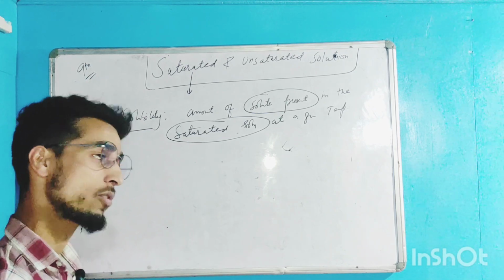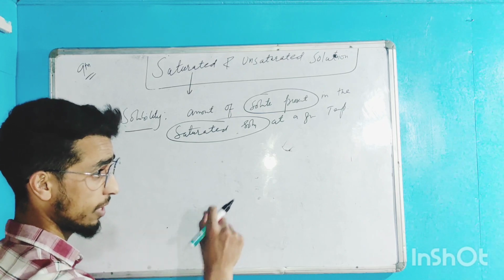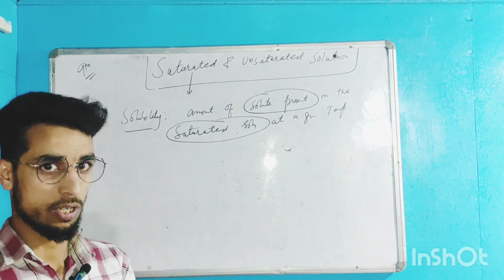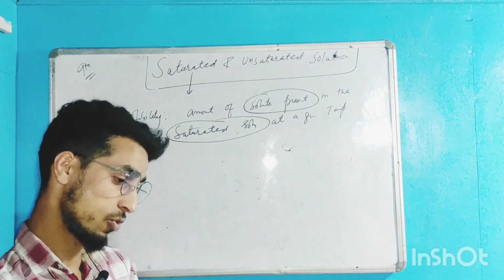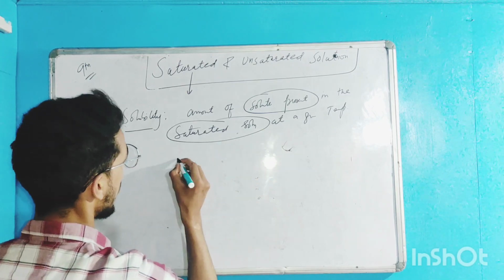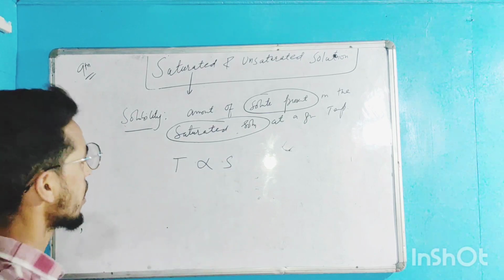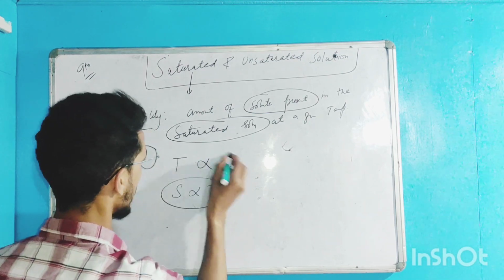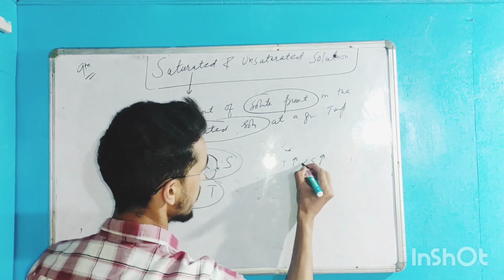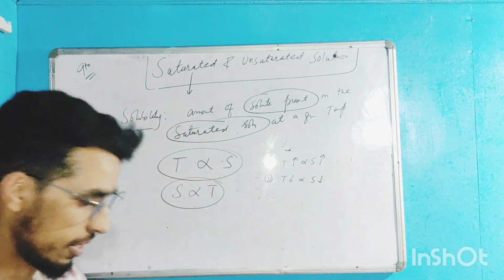Agar temperature ko increase kiya jayega to solubility will definitely increase, kyunki temperature se particles ki kinetic energy increase hoti hai. They will vibrate and once they vibrate, they will move towards corners of any vessel or beaker. Once they move towards the corners, the space has been increased. Once the space is increased, more solute particles can be accommodated within. So therefore, on increasing temperature, solubility will also increase. So we can say solubility is directly proportional to temperature. Means, agar aapne temperature increase kiya, to solubility will increase. Agar aapne temperature ko decrease kiya, to solubility will decrease. So this is all about solubility.